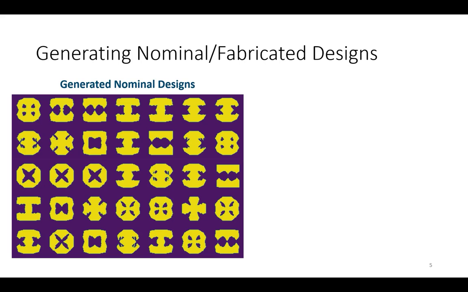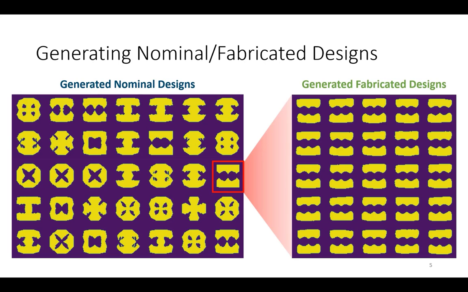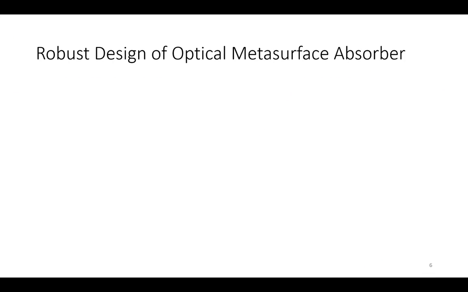These are nominal designs generated by the trained generator. And given any generated nominal design, we can also predict the fabricated designs and then use them to compute the performance distribution. The final goal is to use the proposed framework to find optimal designs. Here, we compared the standard optimization with the robust design optimization. And in robust optimization, we try to find designs that are robust to fabrication uncertainties.